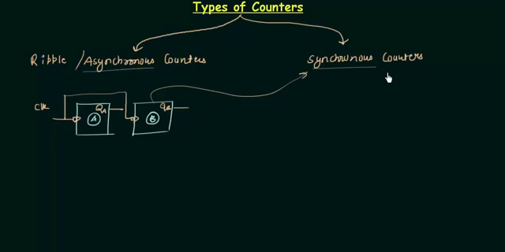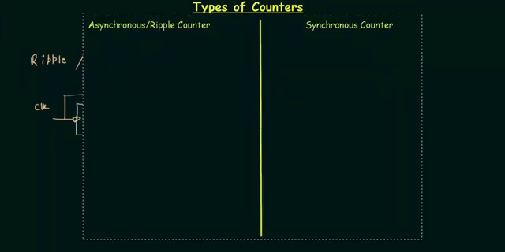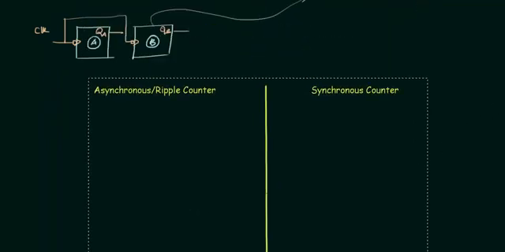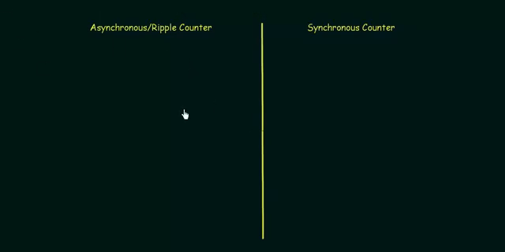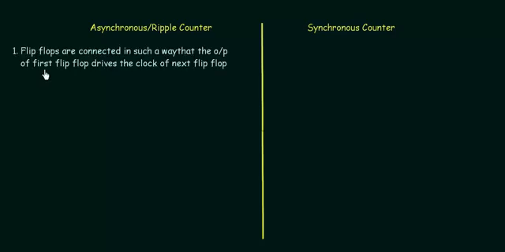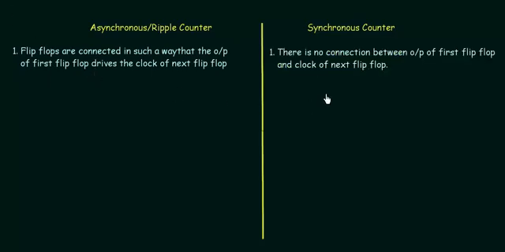Now we will do a quick comparison between the synchronous and asynchronous counters so that you may write a proper answer in your exams. The first column is for the asynchronous or ripple counter, and the second column is for the synchronous counter. The first point says flip-flops are connected in such a way that the output of the first flip-flop drives the clock of the next flip-flop. In the synchronous counter there is no connection between the output of the first flip-flop and the clock of the next, because the clock is given simultaneously to all the flip-flops.